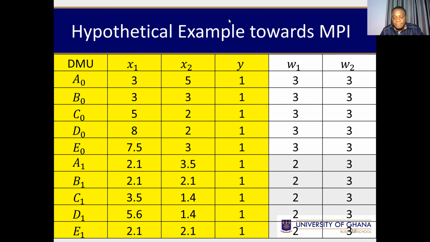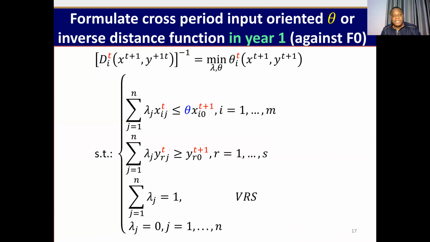Steven, can you do that? Yes, Doc. Okay, walk us through that. If you want me to go back for you to see, this is the general formulation. So what we are doing now is the cross period estimation. We are looking at E, that's the DMU in question. We are looking at it in year 1, and we are looking at the frontier in year 0.